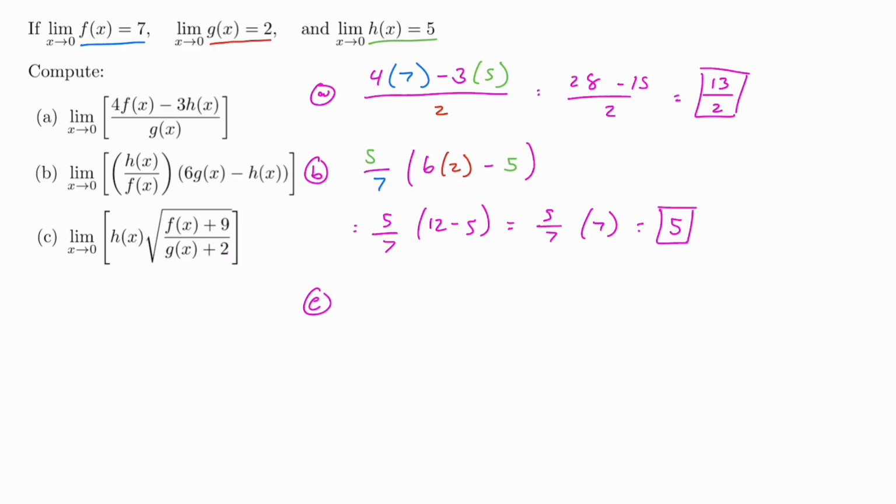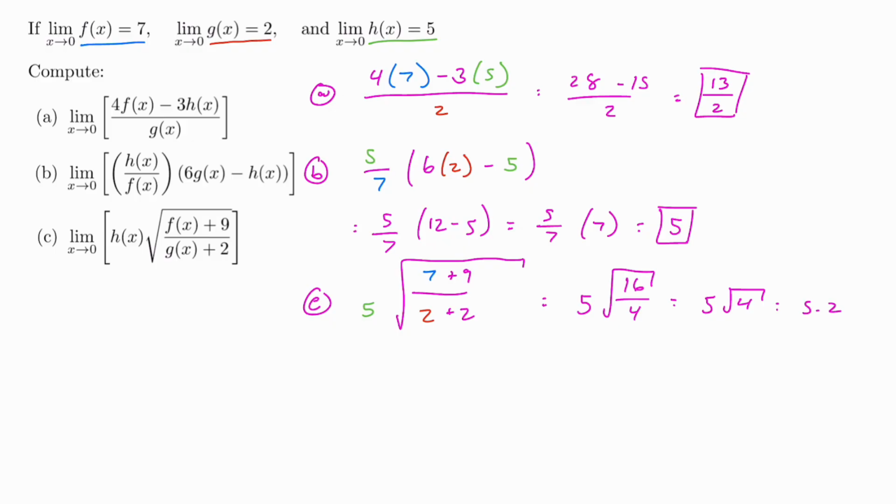And finally for C, we've got h of x, 5, times the square root of f of x, which is 7 plus 9, divided by g of x, which is 2 plus 2. So we get 5 times the square root of 16 over 4, which is 5 times the square root of 4, which is 5 times 2, and that is 10.